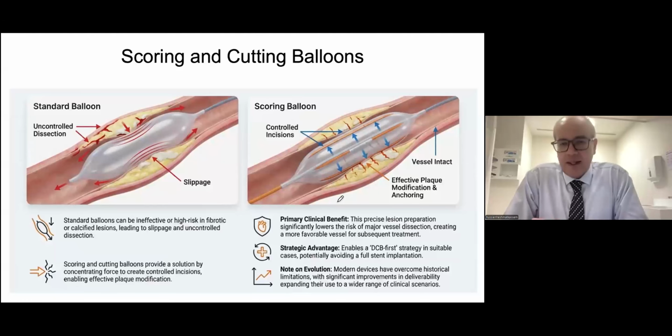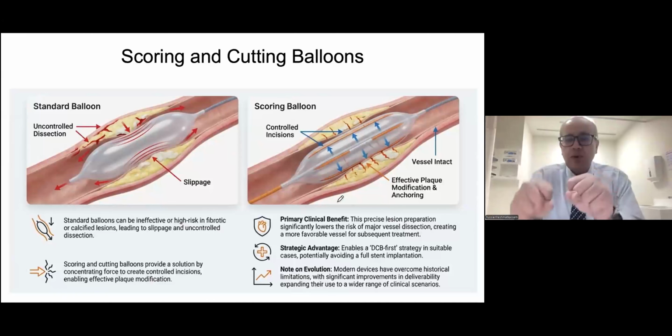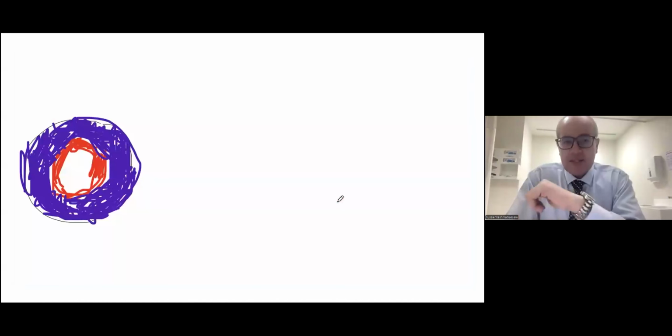Scoring and cutting balloons are game changers because they do not slip like the regular standard balloons. And the dissections that they create are not haphazard, are not chaotic. They tend to create controlled incisions into the atheroma that helps to modify the atheroma rather than creating chaotic dissections. And they tend to hold on the atheroma because of the cutting blades or the scoring nitinol elements that we have on the surface of the balloon. So they tend to modify the lesion better and tend to give us a wider minimal lumen area. And they will have also an advantage when we're dealing with dissections.